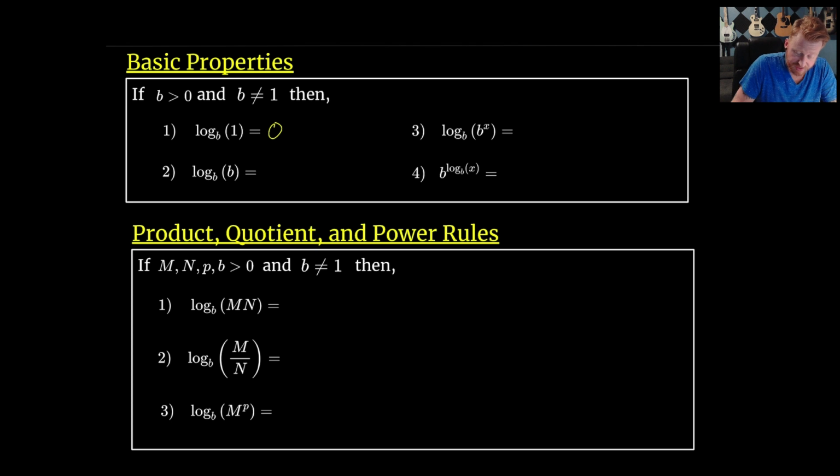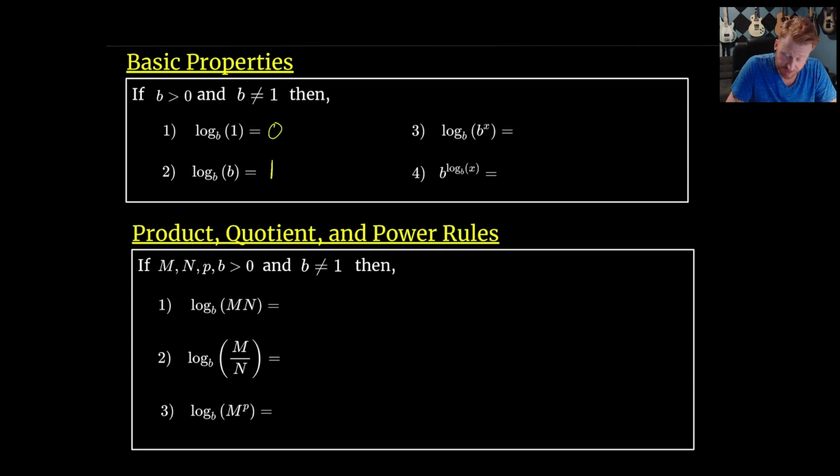Same kind of logic here for this next one. It says, what power do I need to put on b in order to get b? Which is just going to be 1. B to the first is b. So what we see here is that log base b of b is just 1, and we can use that to simplify in algebra as we go along the way.